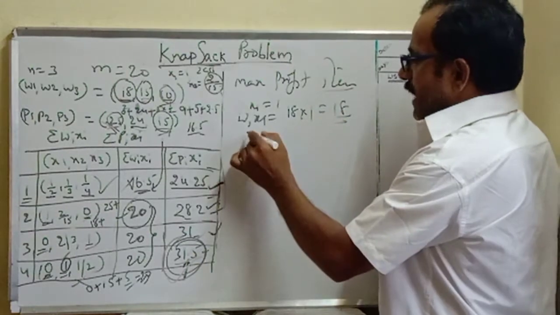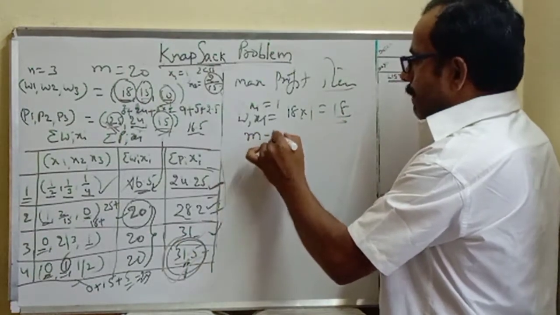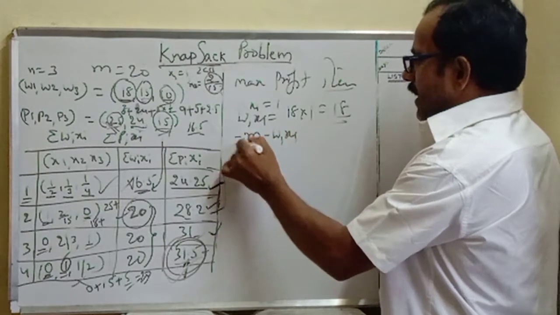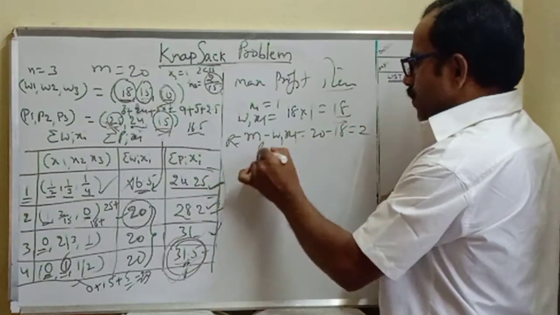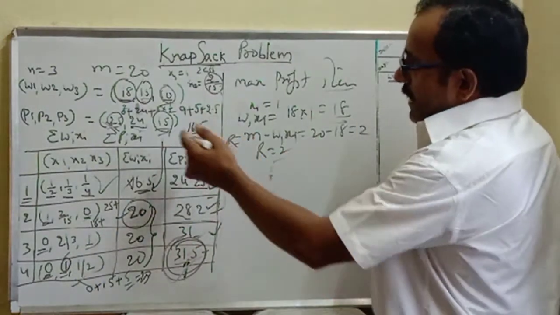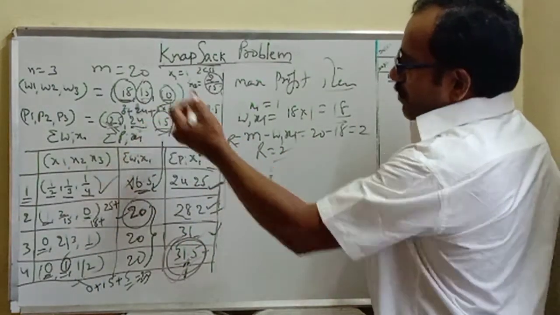Then what is the capacity of the knapsack? M. M minus W1 X1 is the remaining knapsack capacity. So 20 minus 18 is 2. So R is 2. Then select the next maximum profit item. The next maximum profit item is item 2.